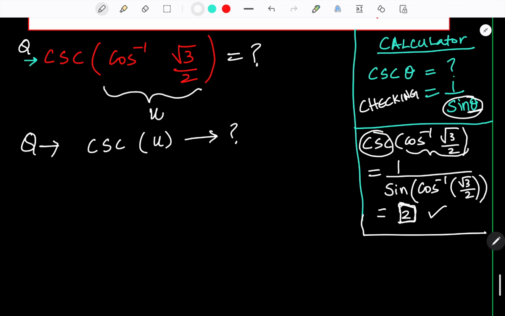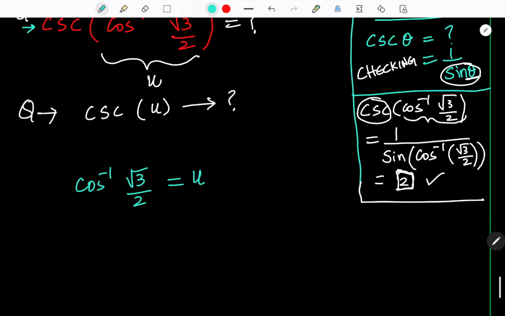What is inside your u? So I'll change to another color. Cosine inverse root 3 by 2, I'm calling as u. So taking the cosine inverse to this side, root 3 by 2 is equal to cosine u.